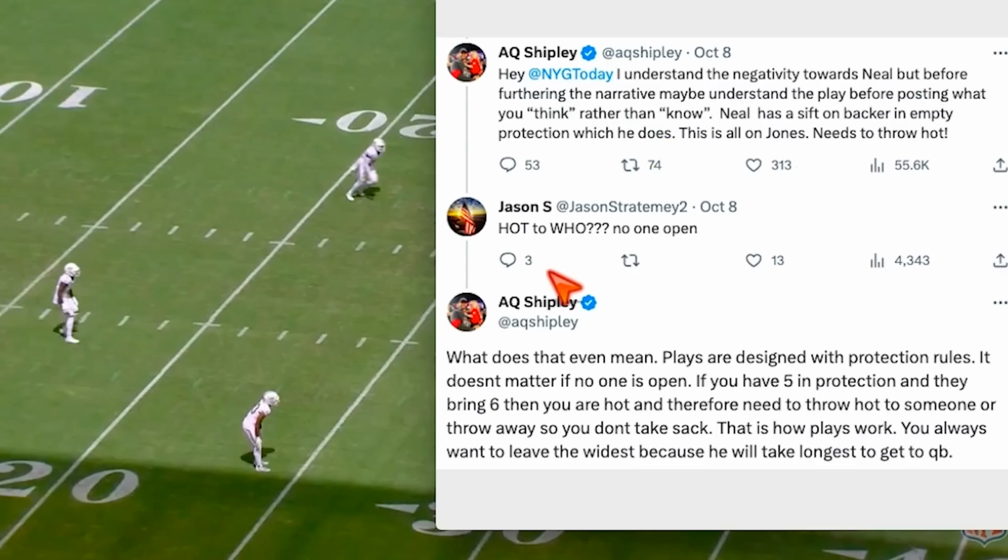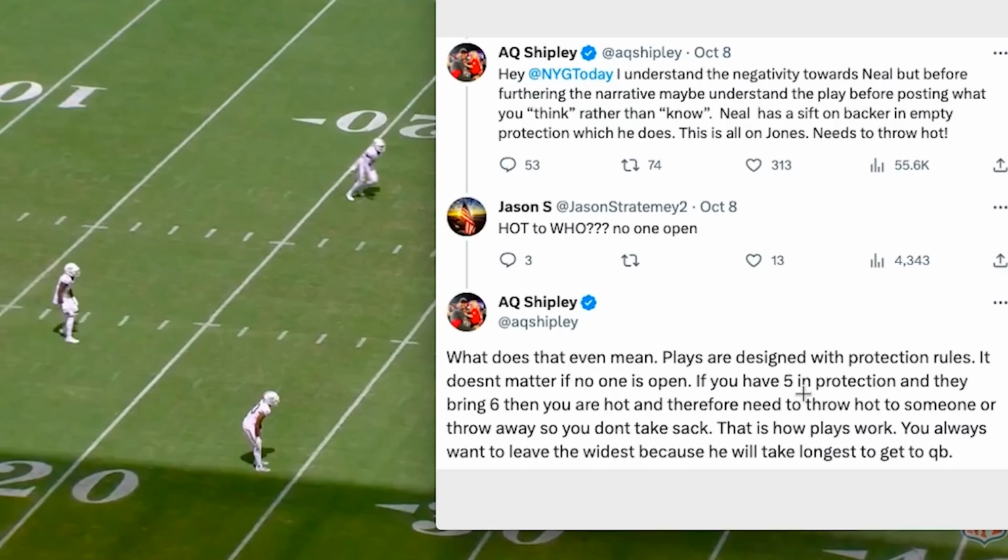Needs to throw hot. And then someone responds, hot to who? No one open. Shipley says, what does that even mean? Plays are designed with protection rules. It doesn't matter if no one is open. And I agree with everything Shipley is talking about in that protection is 100% right. There's free rushers sometimes by design. But here's where I get confused.